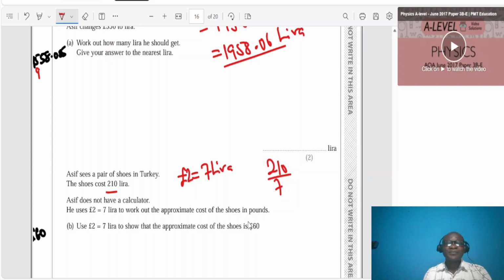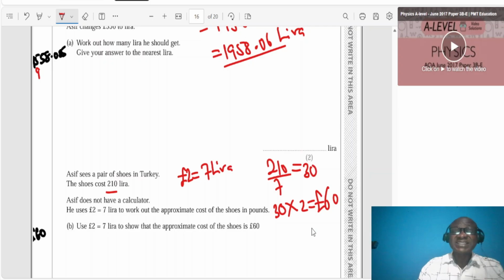Are you with me? Yes, sir. When we divide it, you are going to get 7 into 21, 3 times, 7 into 0 is 0. So that will go 30 times. So 30 times 2 is going to give us exactly 60 pounds. Do you understand? Yes. So from his estimate that every 2 pounds he will assume to be 7 rila, he has now calculated the 210 to be equal to 60 pounds.